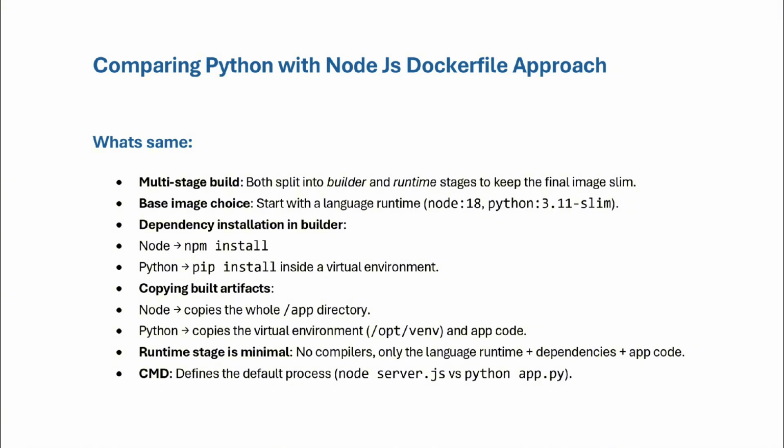CMD defines the default process. For example, in Node, as I mentioned, node server.js means that when we run our application locally, we use this command, node server.js, and the application runs on port 3000. It's the same in Python. Instead of node server.js, we use python app.py to do the same thing CMD does with node server.js.